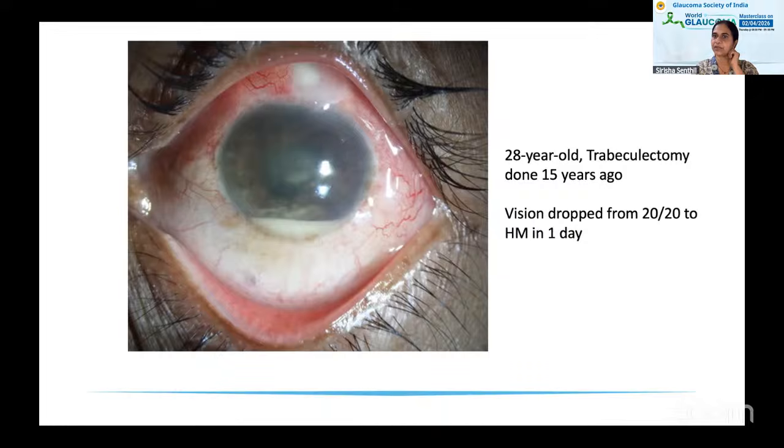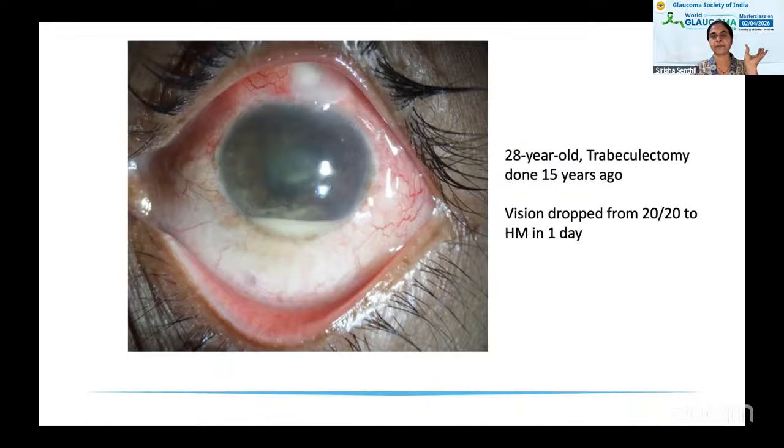His vision from 20/20 had dropped to hand motions in just one day. The previous day he had an evaluation and he was perfectly all right. The next day he came to the emergency in the morning with hand motions vision. What had happened between the previous day and this day was a small change: when he went back home, he had some irritation in the eye.